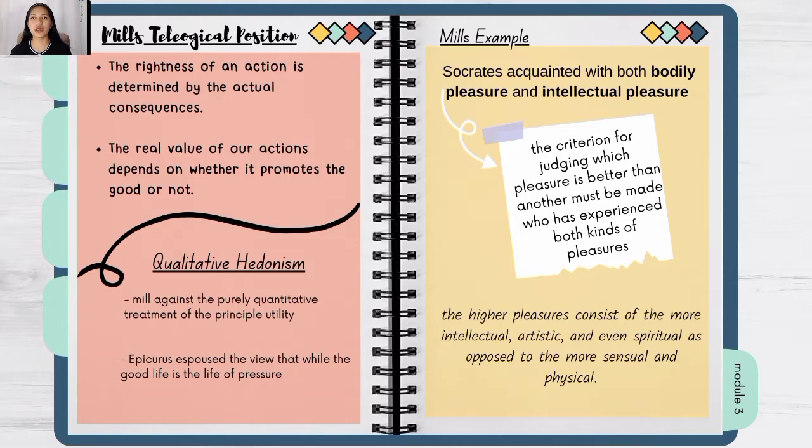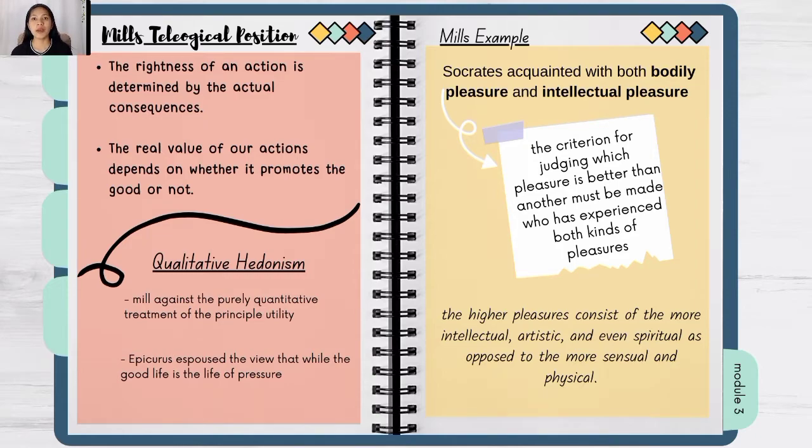Even though Mill and Bentham are both utilitarians, they have differences. Mill is against the purely quantitative treatment of the principle of utility by Bentham. Here is the quotation from Mill: It is better to be a human dissatisfied than a pig satisfied. Better to be Socrates dissatisfied than a fool satisfied. So to understand this better, let us proceed first to qualitative hedonism. Qualitative hedonism: Mill is against the purely quantitative treatment of the principle of utility.